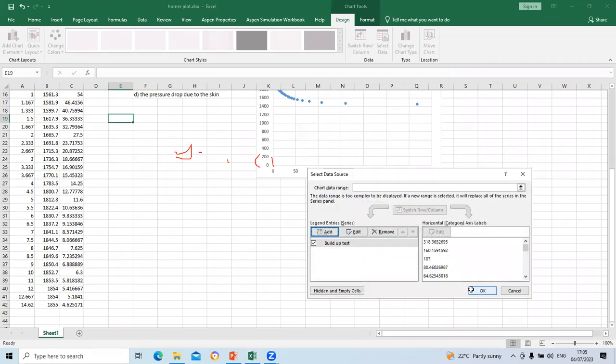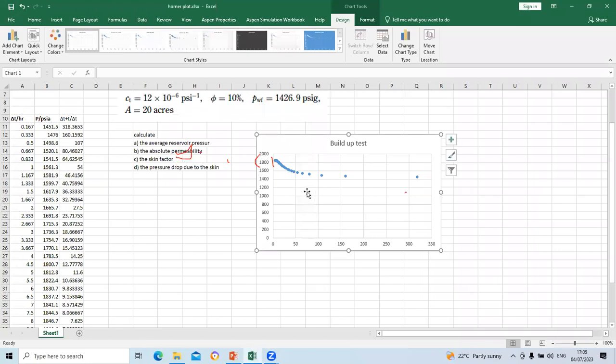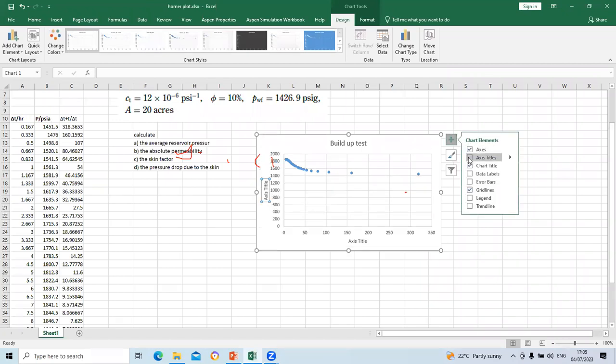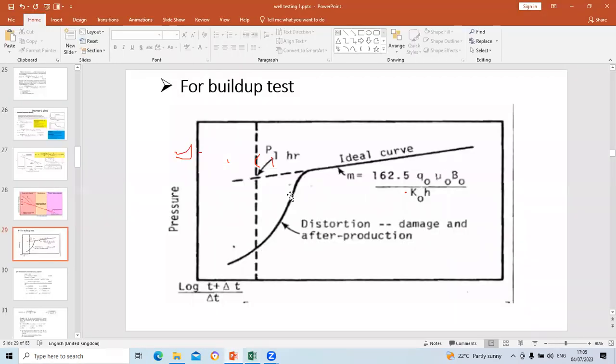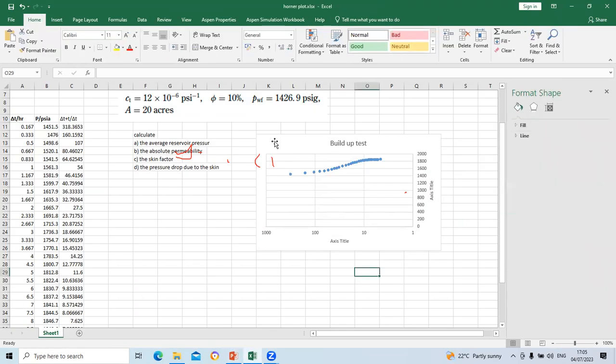So that's what we have. Then we are going to go to our x-axis. We can always add the scale and the title. We have seen how to do all of that. You can go now to your x-axis, highlight it, take format axis, and change it to logarithmic scale. Then you put the values in reverse order. When you put the values in reverse order, you can now see it in this particular form that you have there.